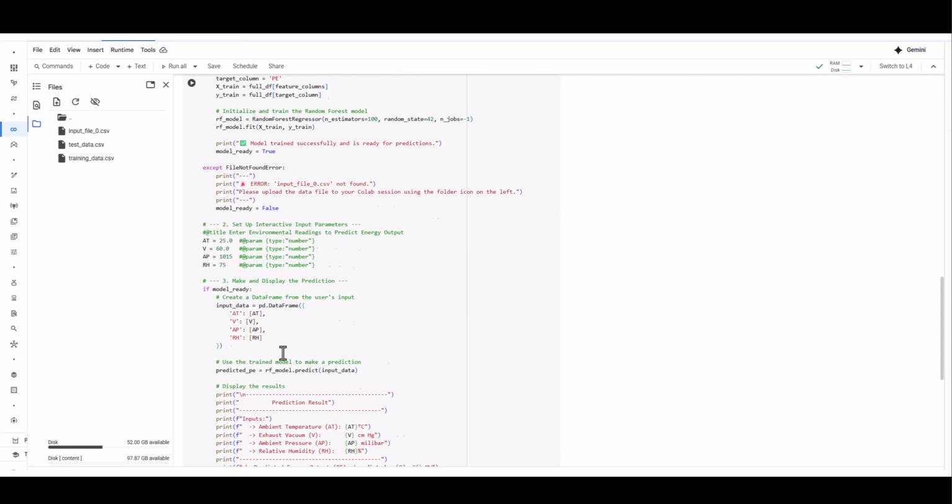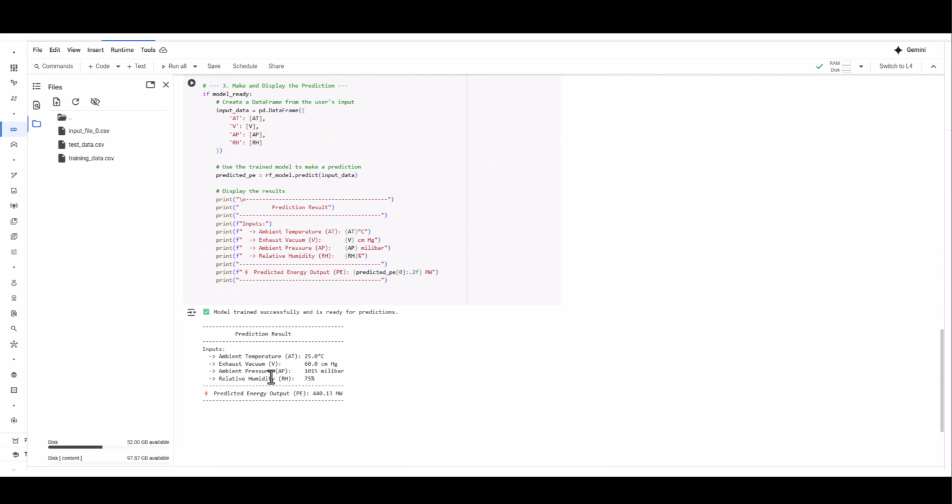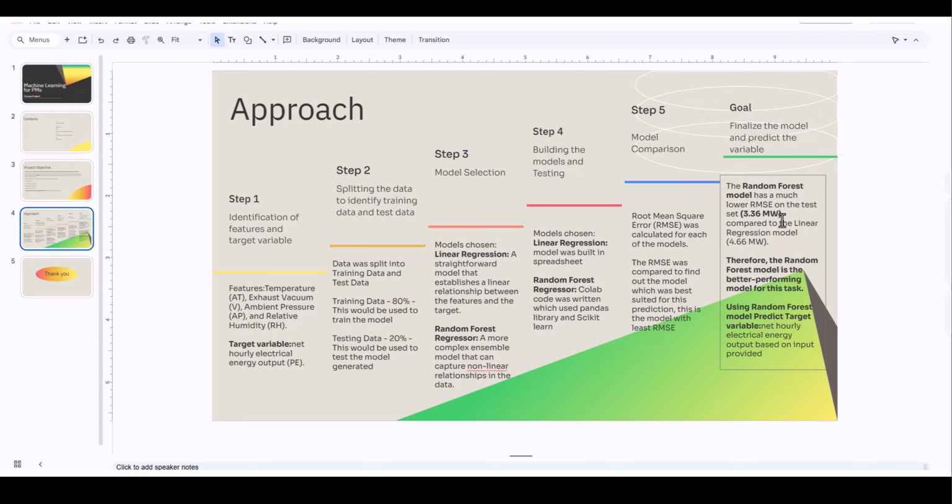So as you can see here, I'm passing these 4 variables, and based on this combination of ambient temperature, vacuum, pressure, and relative humidity, it's predicting the energy output as 440.13 megawatt. So to conclude, I have found out that the random forest is a much better model in this scenario, and I've used that and built a notebook which could predict the energy output for any combination of the input variables. That concludes my presentation. Thank you so much.